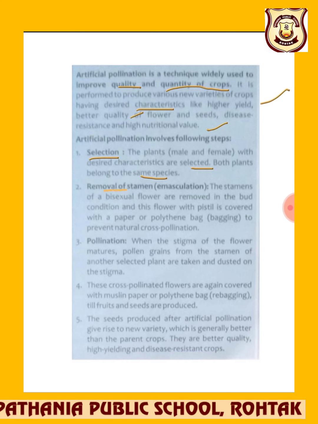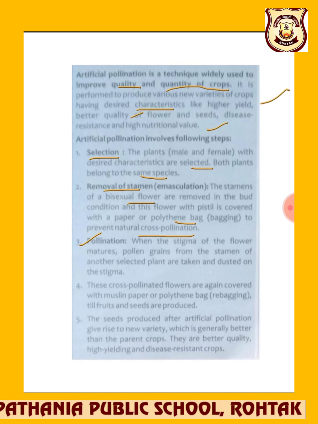Then removal of stamen. Then we are removing the stamen. Emasculation is the process when we remove the stamen from the flower. Now, stamens of bisexual flowers are removed in the bud stage, and this flower with the pistil is covered with a paper or polybag to prevent natural cross pollination. So it can be done by the removal of stamen.